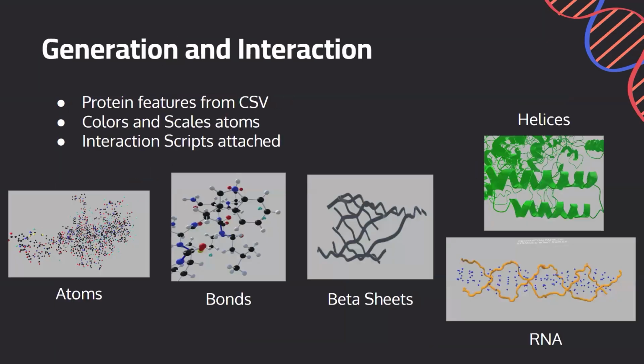From there, the program reads through the CSV file and generates the different structures like the atoms and atom bonds, and you can see the blue lines are the hydrogen bonds. Also beta sheets, which represent peptide sequences, and also helices and RNA backbones, which we discovered by detecting phosphate sequences in the atoms.